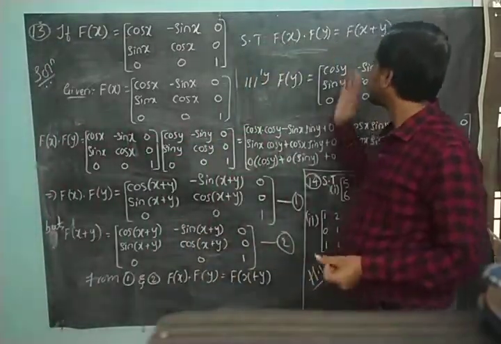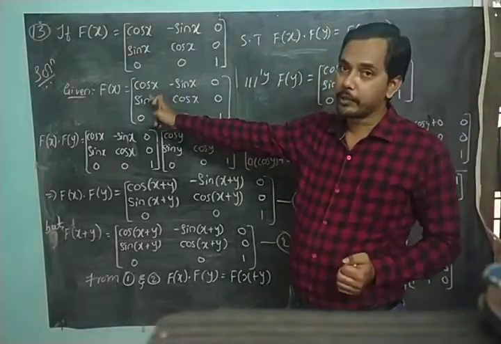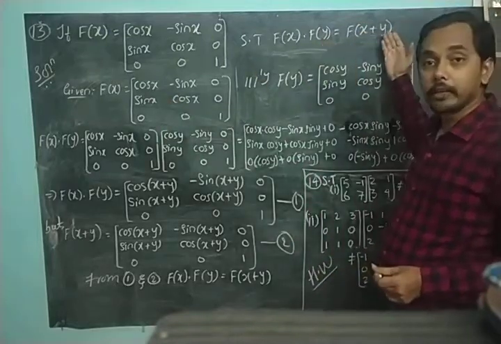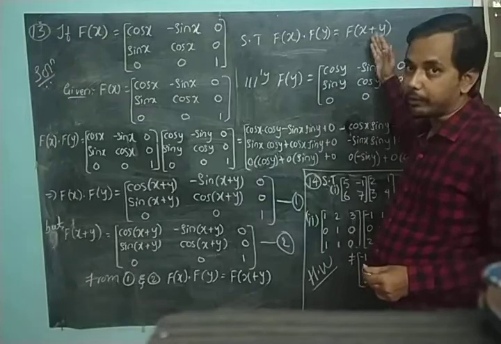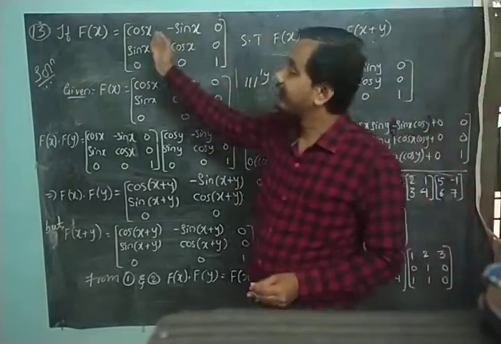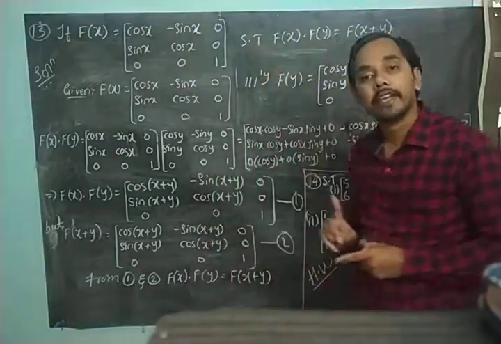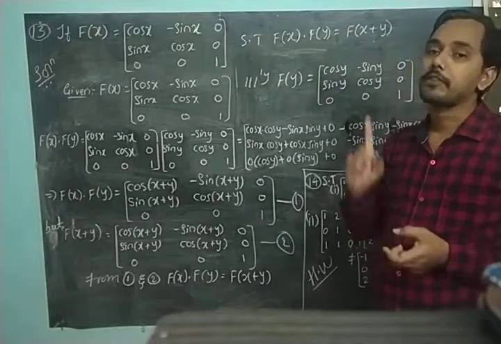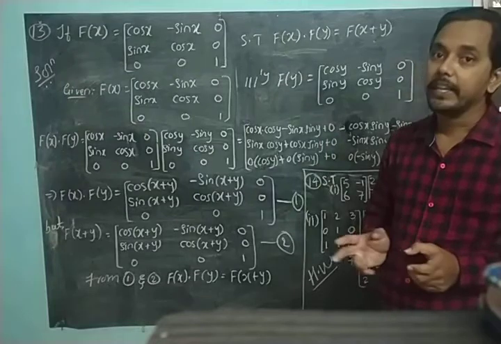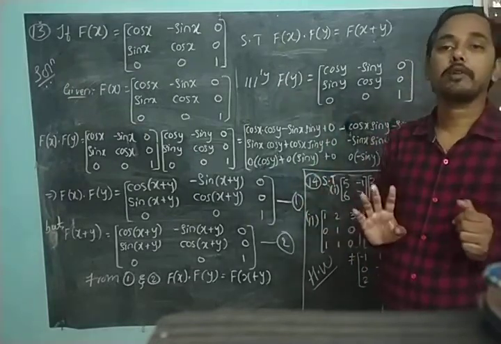See, when we calculated f of y, what we did? Wherever x is there, everywhere we substituted y, and we got the value of f of y. If we need to calculate f of x plus y, what should we do? Wherever you have x, you substitute x plus y. If you substitute x plus y, you will get f of x plus y. If you substitute y, you will get f of y. If you substitute any other variable, you will get the function in terms of that particular variable.